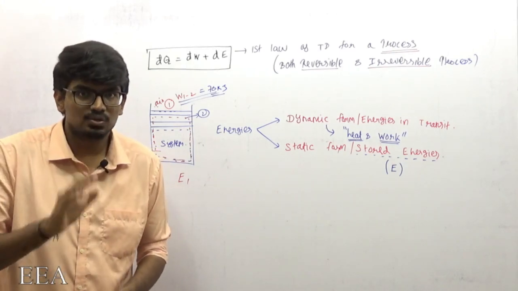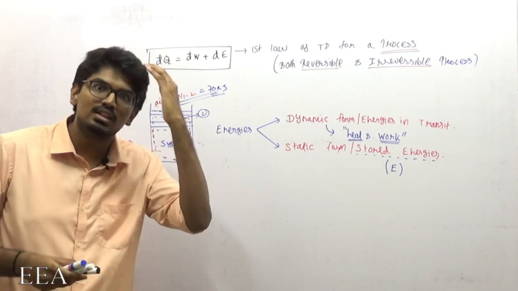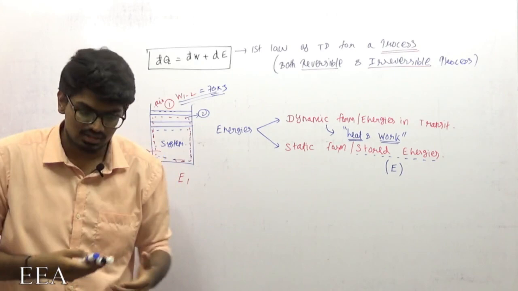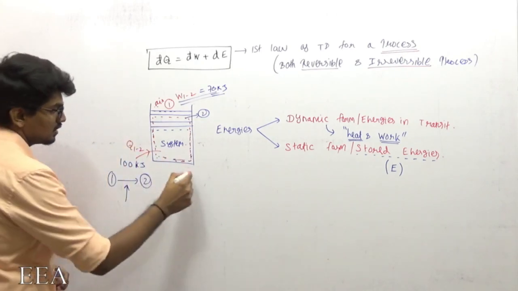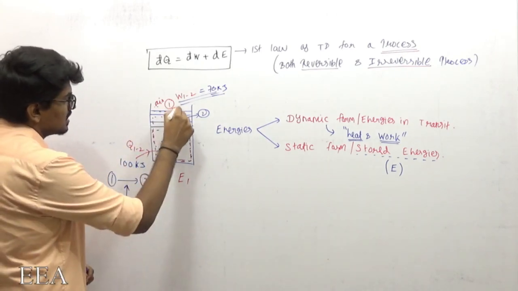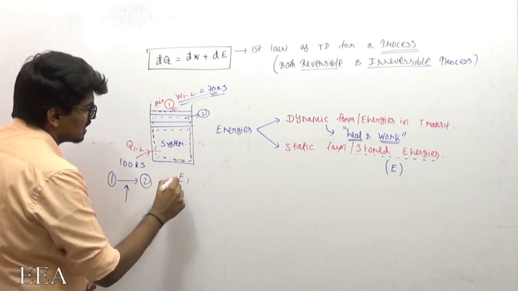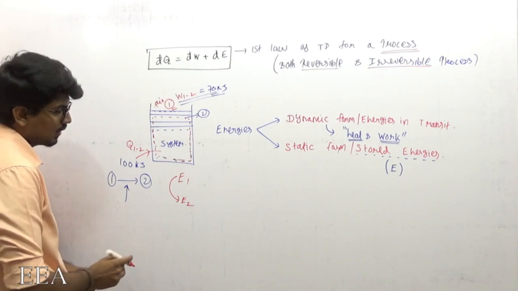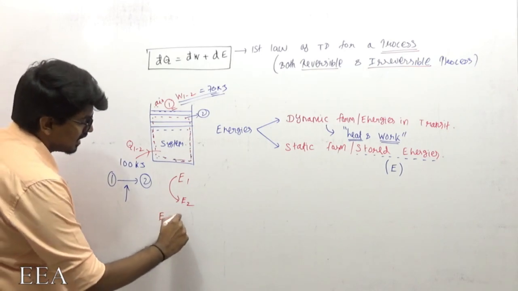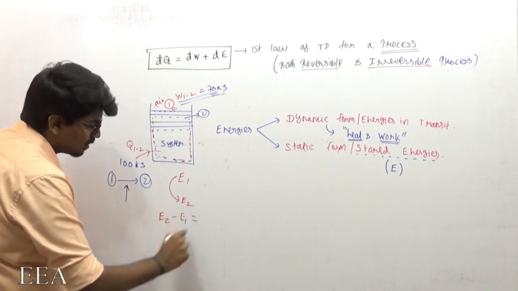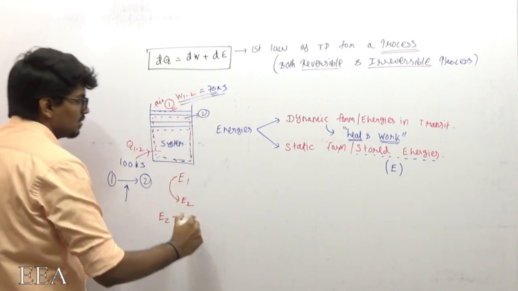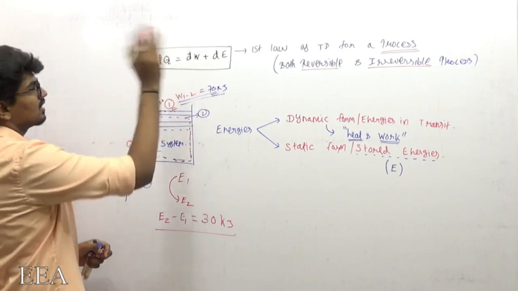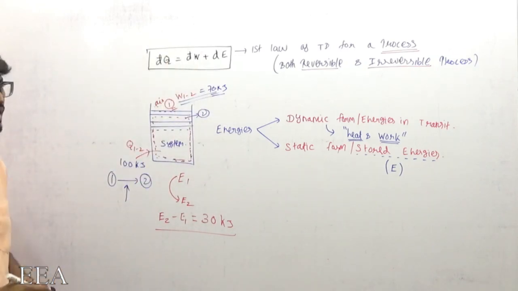That 30 kilojoule will be stored in the system itself. Initially at state 1 the stored energy is E1, right? Now it will increase to E2. This increase in the stored form of energy will be nothing but 100 minus 70, which is 30. And this is exactly what the first law of thermodynamics for a process is saying.